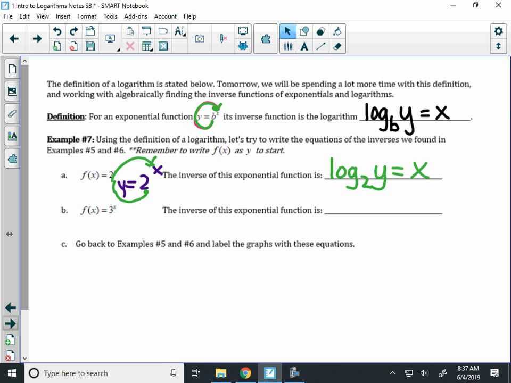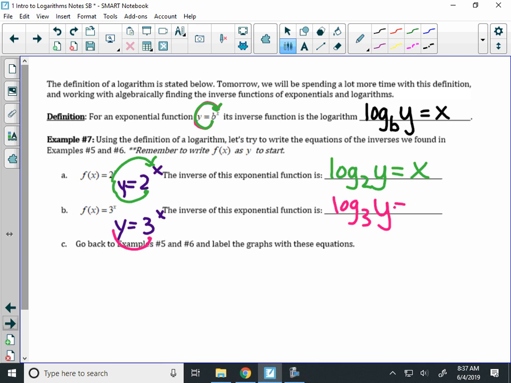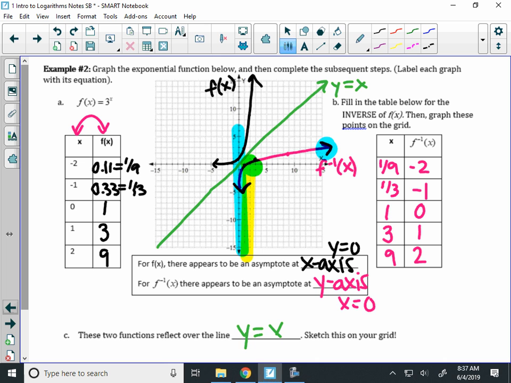I can do the same thing for this next graph. I'm going to rewrite it with the y. Now the inverse of this function, I start with log, then I write the base of the exponential, log base 3, go over to what we're equal to, of y equals the exponent of x. And that is the equation in example 2. Log base 3 of y equals x. So fill those in on your notes. And then there's a couple practice problems here on the end, just to practice writing the inverse functions, and then we'll do more with logarithms in the next lesson.